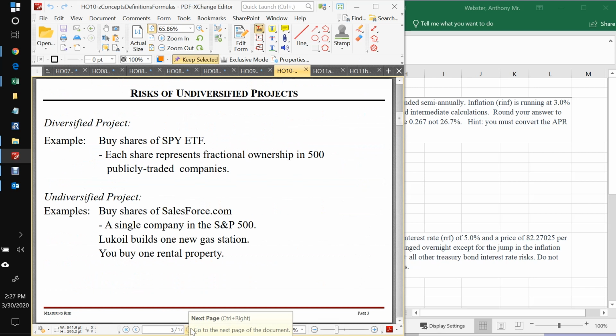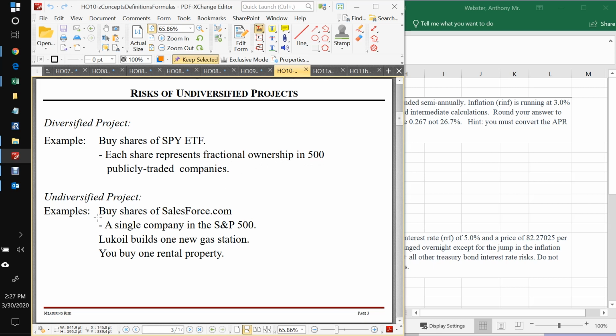So in handout 10, we first distinguished between diversified projects and undiversified projects. Diversified projects have a whole bunch of little similar investments hidden inside them. So for example, if we bought some shares of the SPY ETF, if we just bought one share, we would still have fractional ownership in 500 publicly traded companies. That's a diversified stock investment for sure.